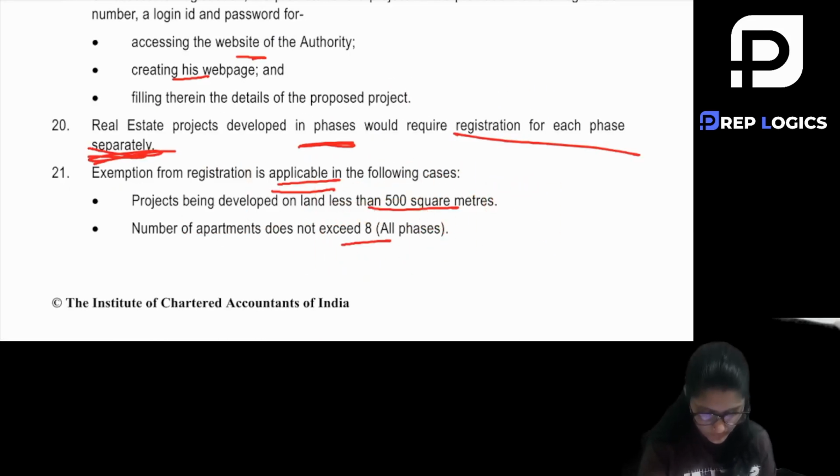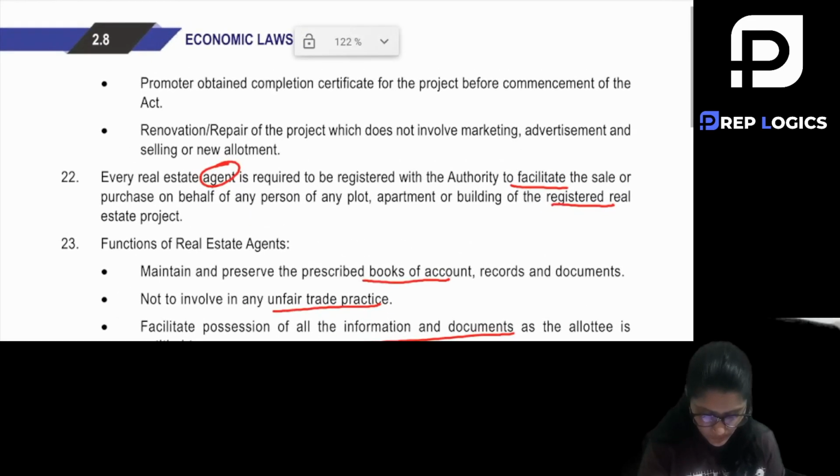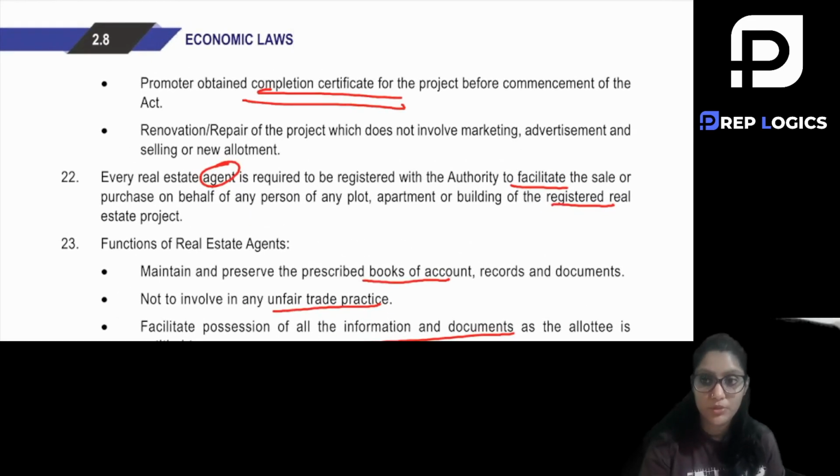so what are the exceptions? 500 square meter, 8 apartments, projects that have already obtained the completion certificate, and the repair and renovation.